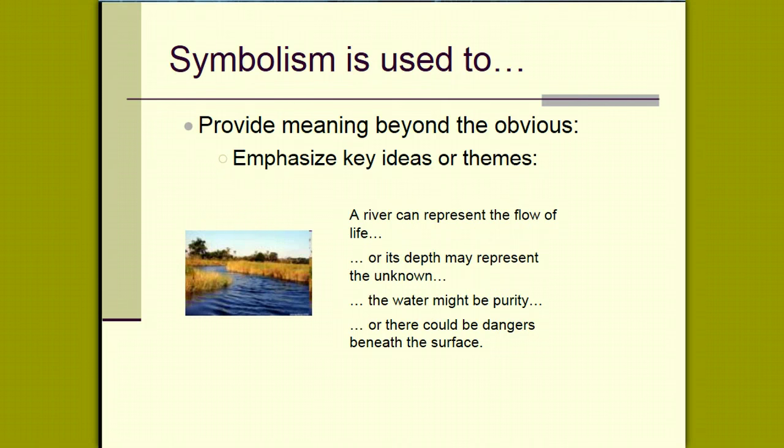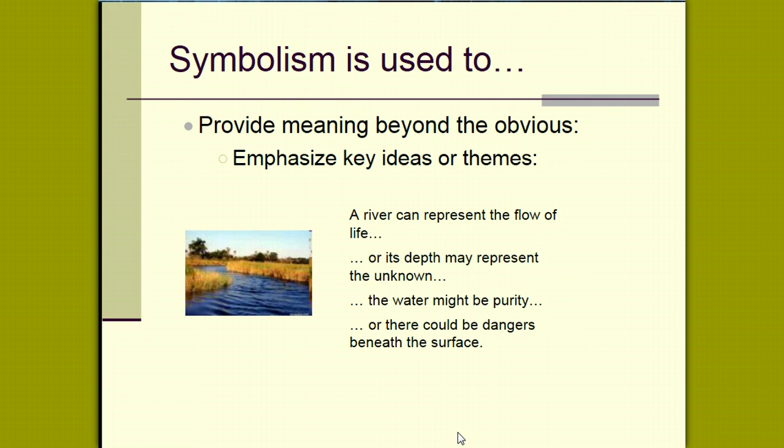So why use symbolism? Authors use symbolism to give meaning beyond the obvious, to really emphasize key ideas or themes they're trying to get across. Now, as I go through these examples, you don't have to write down the examples. I'm putting them here so you can see the variety of meaning. All right? So maybe you have a river in a story. In fact, those of you who read The Giver in the springtime, you'll see there's a river in there that keeps coming up. It's clearly symbolic.